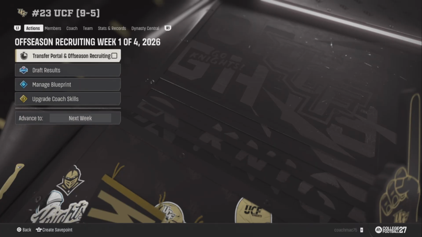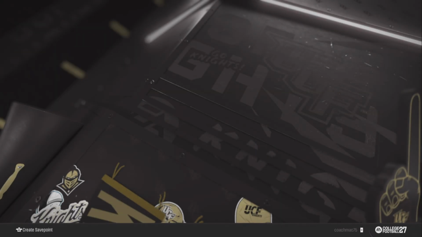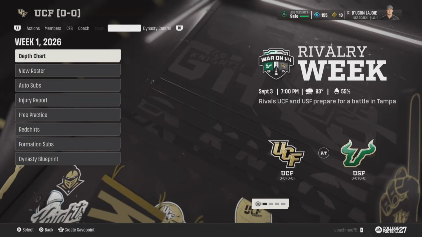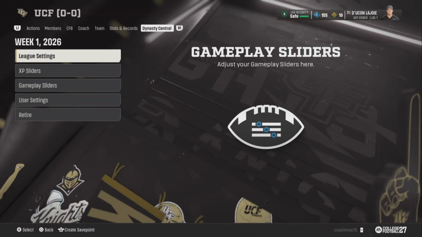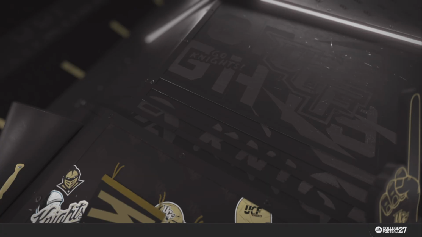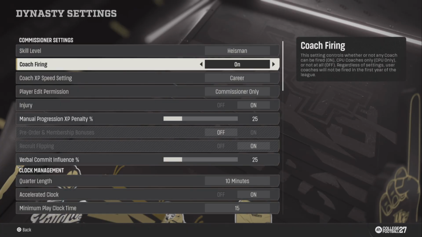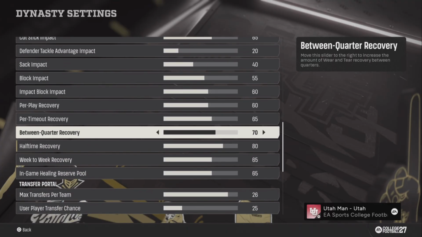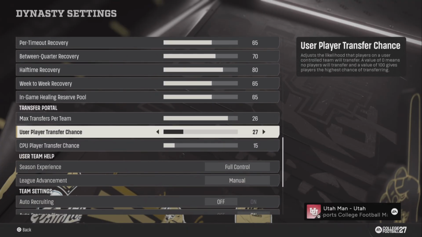Okay, now we are going to do a second test where we use last year's sliders, 58 for the user team and 55 for CPU teams. I'm not sure we have to reinvent the wheel, to be honest, as far as these sliders are concerned.